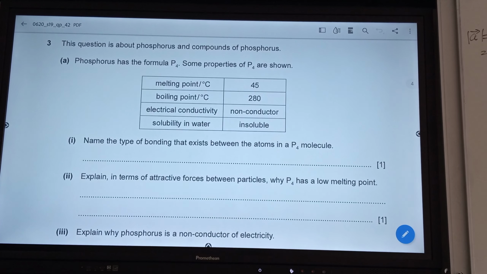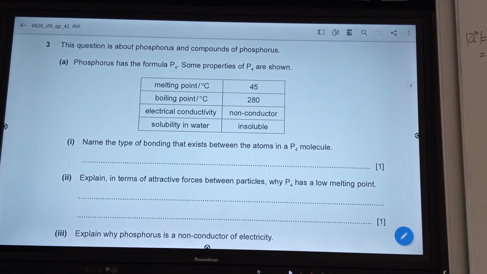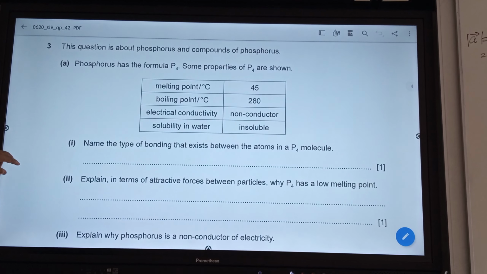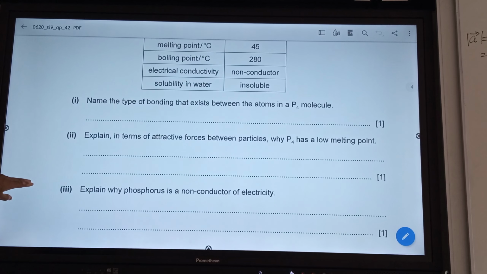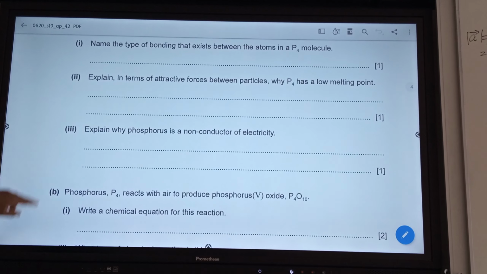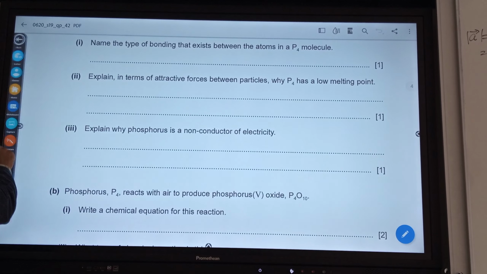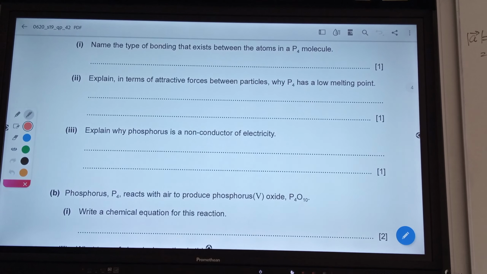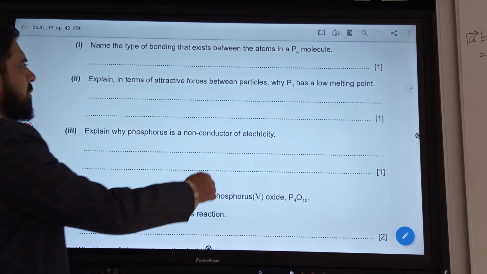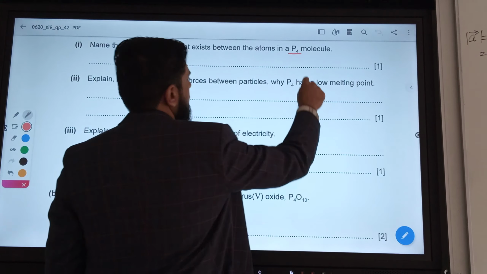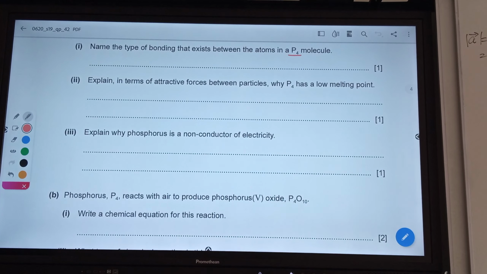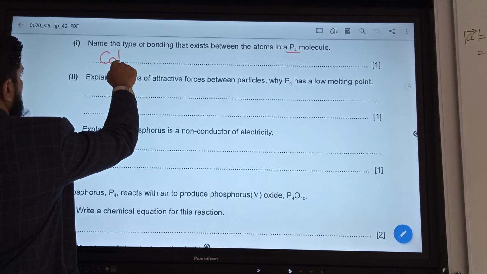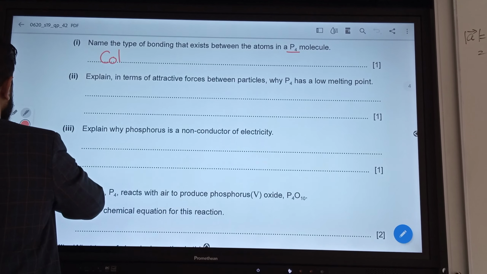In question 3, this question is about phosphorus and compounds of phosphorus. Some of the melting points, boiling points, electrical conductivity, and solubilities are given, and we are going to write down the answers for these questions. He says, name the type of bonding that exists between the atoms in P4. Whenever we have P4, it means four phosphorus atoms are bonded together. Similar atoms are bonded together by covalent bonds. So we are just writing here covalent bond, or just covalent.